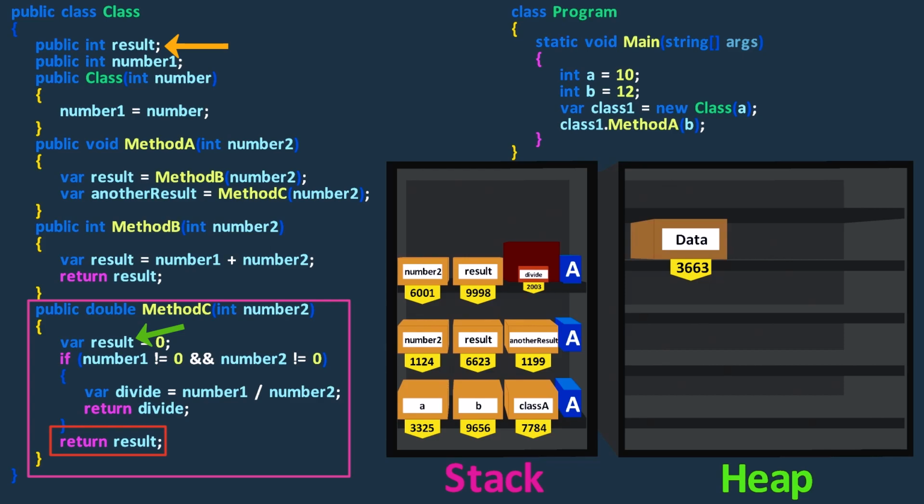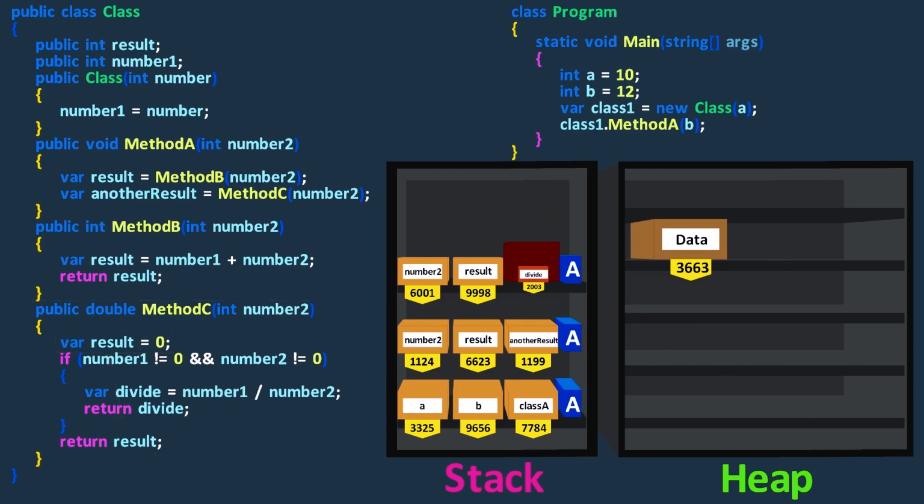In such cases, the value of the variable inside the method takes priority. So, here, the compiler returns the value of the result variable within the method. This concept, where two separate variables with the same name are accessible in a scope, is known as variable shadowing in C#. On the other hand, if we want to access the value of the result field in this method, we need to use the this keyword.